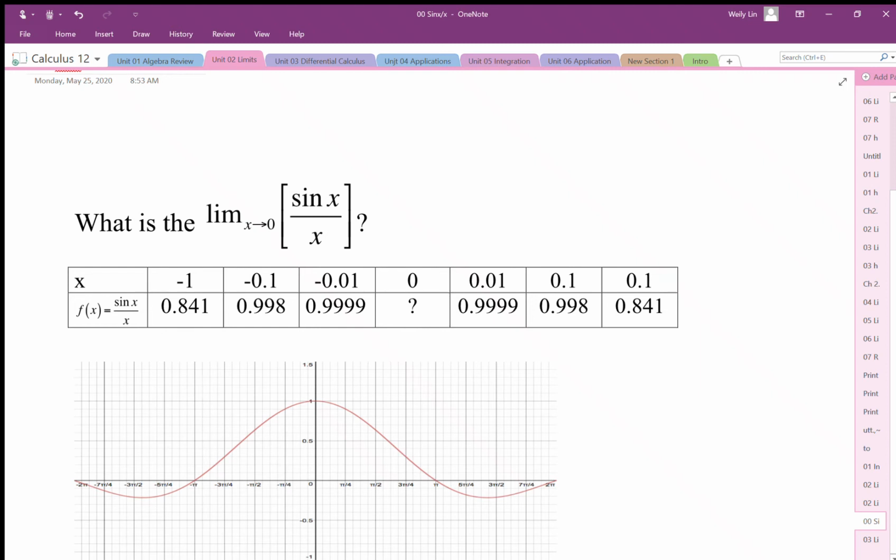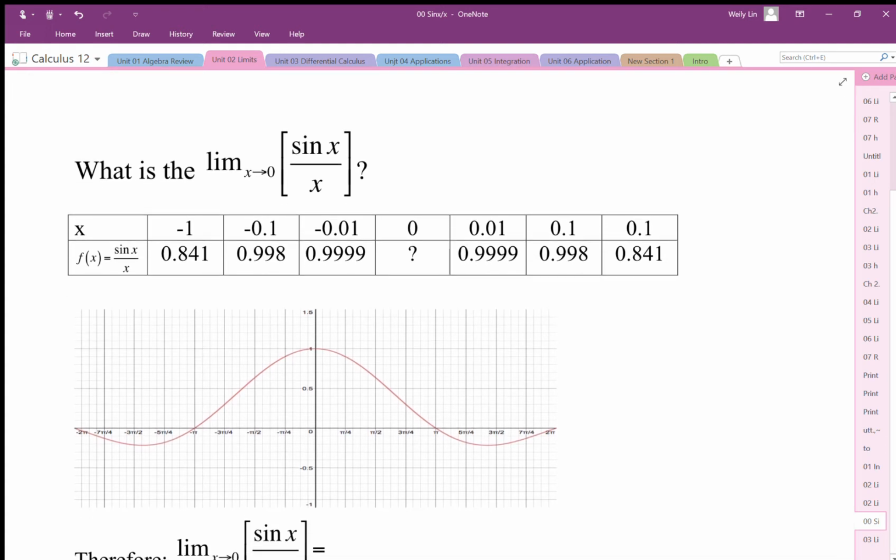So what is the limit of sine x over x? If we take a look at the tabular values of sine x over x, as the angle x goes towards 0 from the negative side and goes towards 0 from the positive side, you can see that the sine x over x ratio is approaching 1 from both sides.